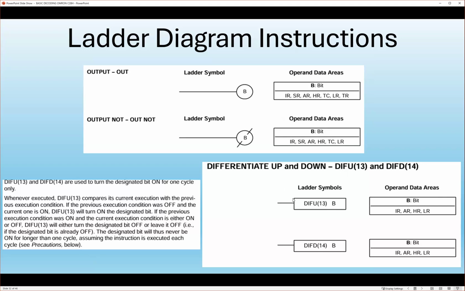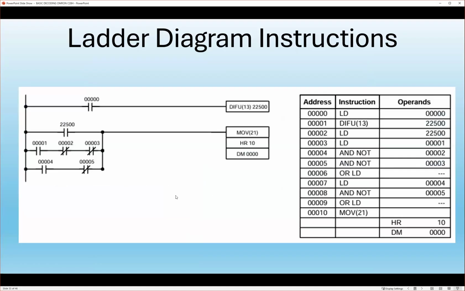And I did actually see quite a few of these in the PLC I got off eBay. We'll see how many they have in the other one, but the reason I bring it up is just because it's differentiate up and down. It's not typical of what I'm familiar with, right? It's one shot rising or one shot pulse in an Allen Bradley.